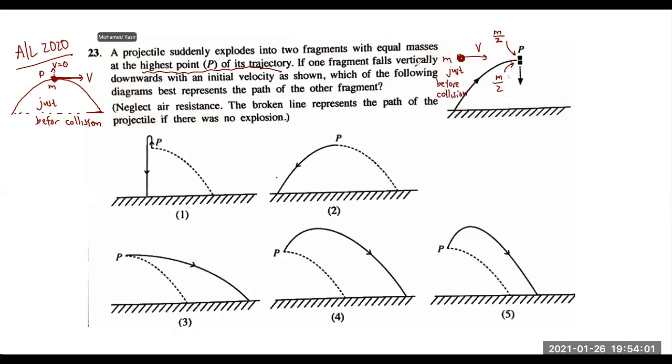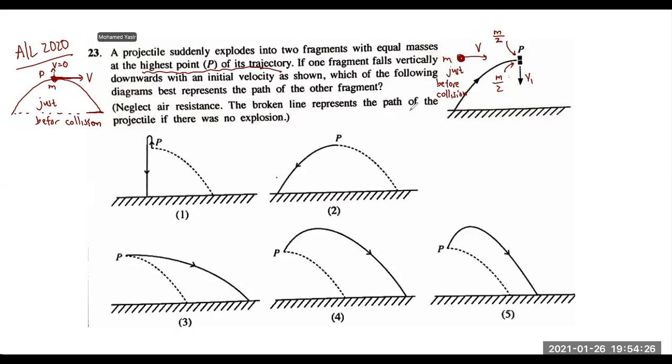If one fragment falls vertically downwards, 2 fragments with equal mass, one fragment falls vertically downwards with an initial velocity as shown. So this object has an initial velocity, I'll take it as v1. Which of the following diagrams best represents the path of the other fragment? That means they are talking about this object, the fragment on the top.